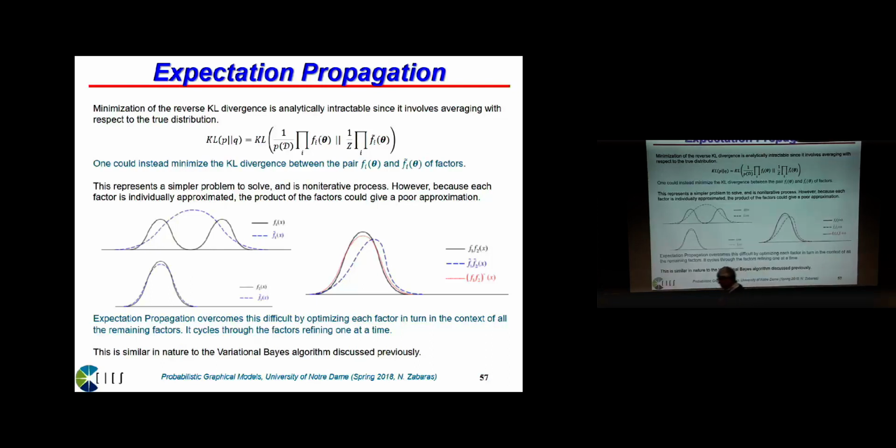Does that remind you of anything? In the context of variational methods, where do we calculate something in the context of what the rest of the variables do? The mean field. Okay, so this will be mean field-like. Maybe, who knows if it will look like a mean field, but the concept here is that we don't approximate these factors independently of each other, but we try to do something better than that.